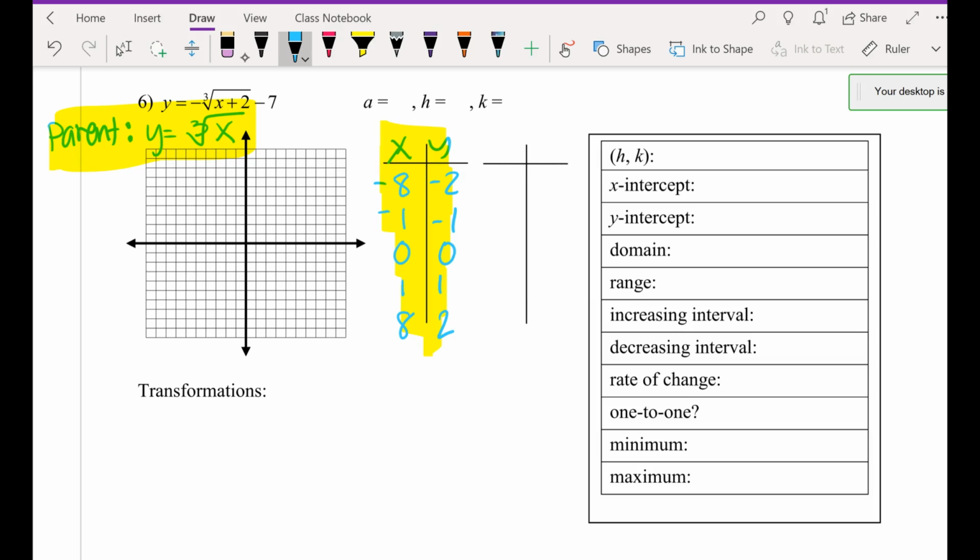So now A, H, and K. Wyatt, give me A, H, and K, all 3. All negatives. Very good. Okay, we'll just go and do the transformation so we don't forget. Valerie, the -1, what kind of transformation is that?